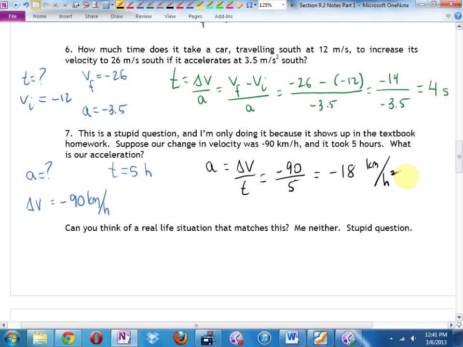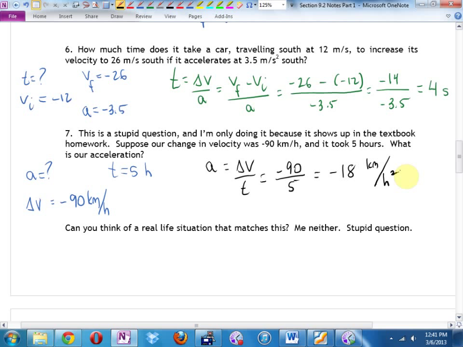Apparently you're driving your car at 90 kilometers per hour, and it took you 5 hours to slow down from 90 kilometers per hour to... Can you think of a real life example? That's why I wrote at the bottom here, can you think of a real life situation that matches this? Me neither. Stupid question.